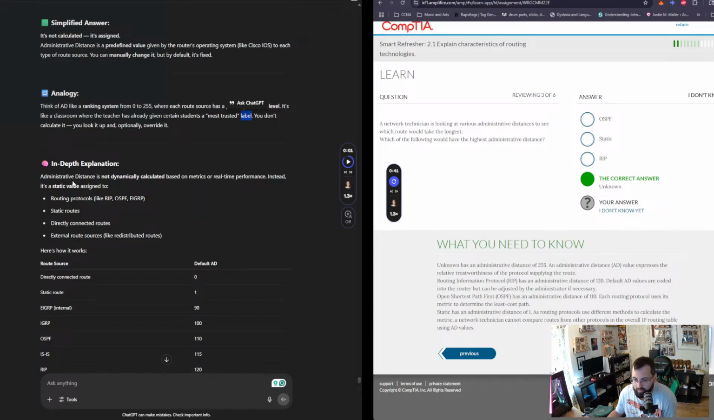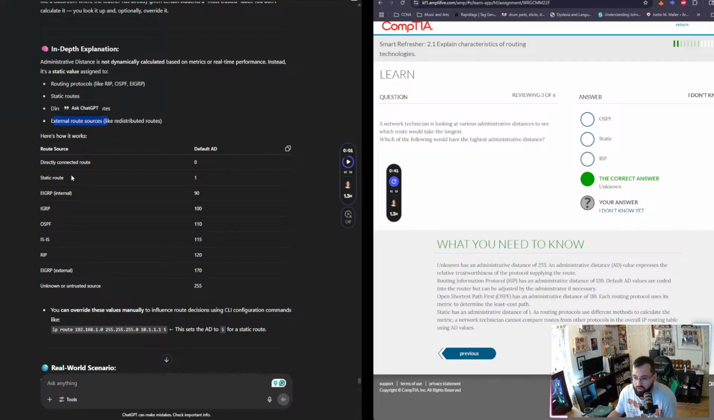Okay. Administrative distance is not dynamically calculated based on metrics or real-time performance. Instead, it's a static value assigned to routing protocols, static routes, directly connected routes, and external routes. So, okay, directly connected routes. And I'm sure that it's assigned based off of the number of hops it has to do and the amount of places it has to go. I don't necessarily know how it got 90, but it did.